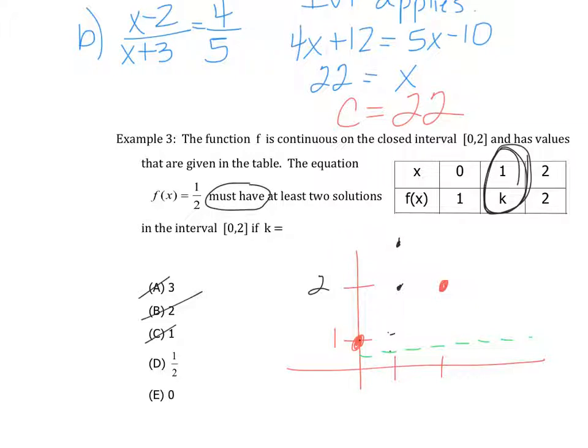Must have at least 2 solutions. Must have. So if this is 1/2, I could draw this where all those are true, but I wouldn't have 2 solutions. The only one that is left, or that makes sense to me, is this one. Because if this value was right here, and I had to connect those 3 dots, I would have to cross that green line at least twice. So that would be my correct answer. So that's what you will be doing this evening. You will be working on the IVT.